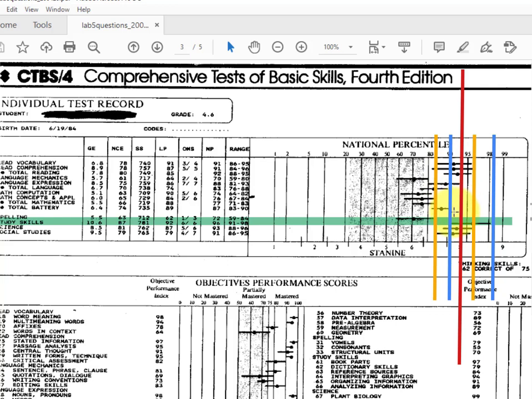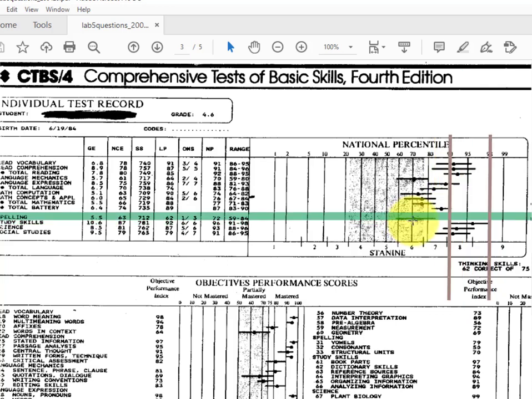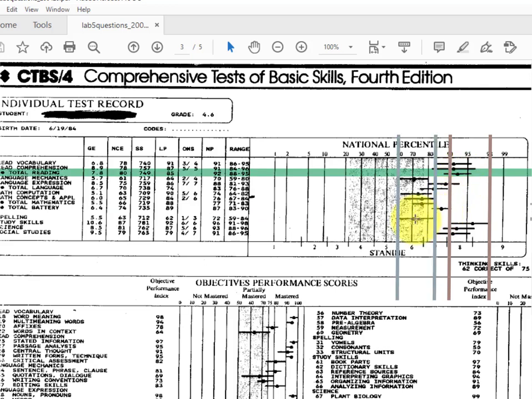Same thing is happening with this one, spelling, and let's just say this third one, which is total reading. Their spelling score is a 72. The 72 is what the test publisher believes, or the test scorer believes, that the student scored, but due to the margin of error, they could have scored as low as a 59 or as high as an 84. When you compare that to total reading, right, where the student scored in the 91st percentile and they could have scored as low as an 84 and as high as a 96, there is a distinguishable difference between those two, right?